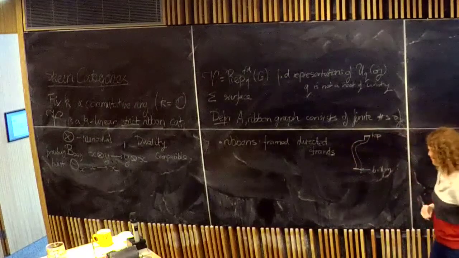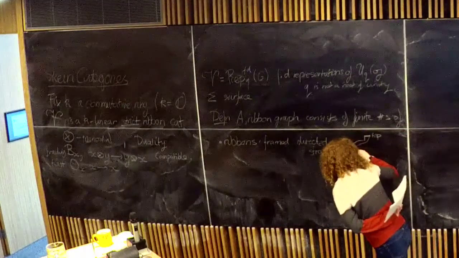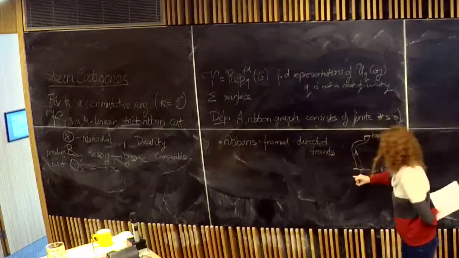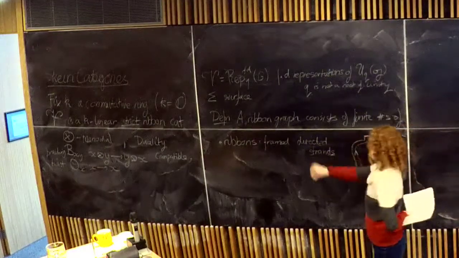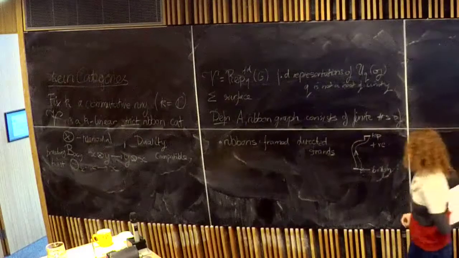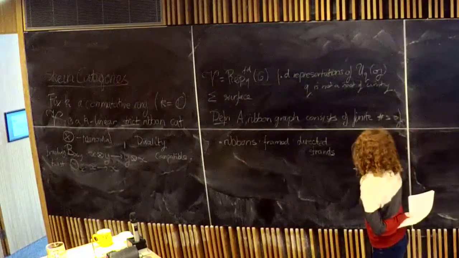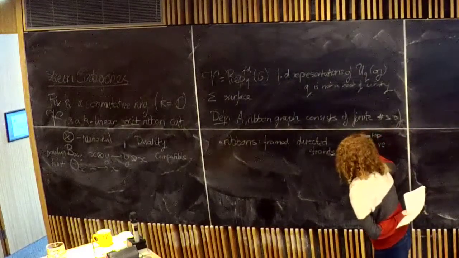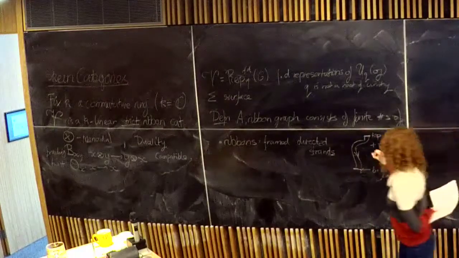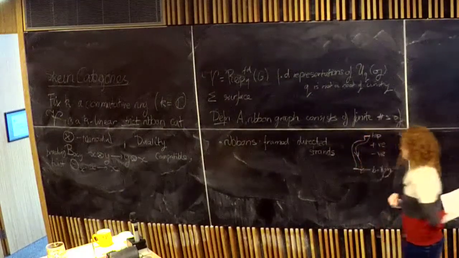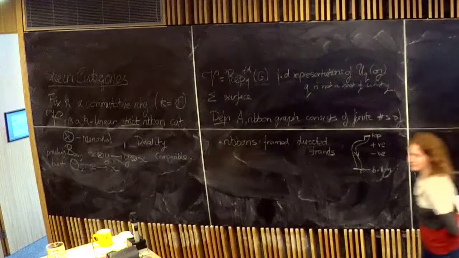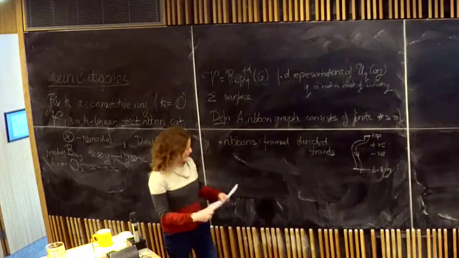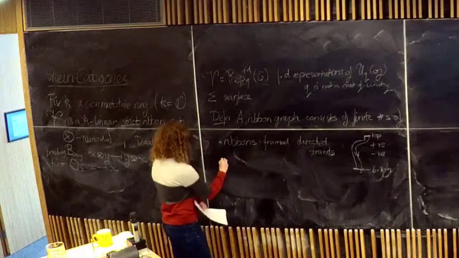And there are two possible directions. The ribbon can go from the bottom to the top, in which case the directional orientation is positive, or it can go from the top to the bottom, in which case it's negative. So there are two possible directions to your ribbon.